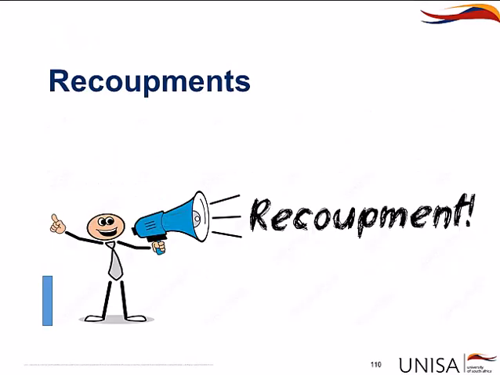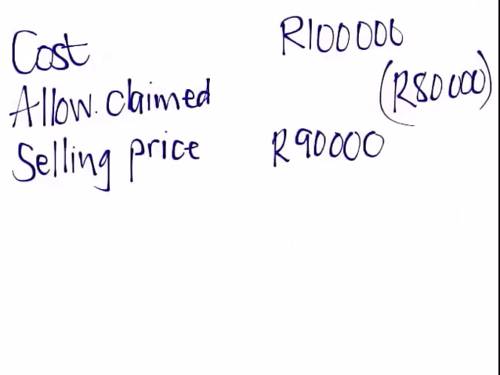Recoupments. What exactly is a recoupment? If we have an asset that cost 100,000, from which we've been able to deduct allowances of 80,000 in the past, and we now sell that asset for 90,000, what are we in essence doing? Well, this 90,000 that we are receiving is in essence a recovery of the cost of that 100,000.